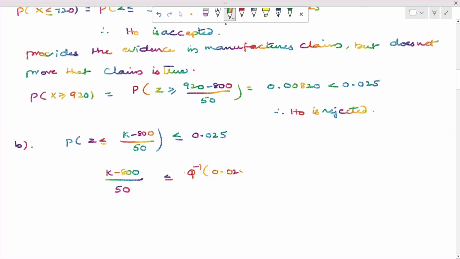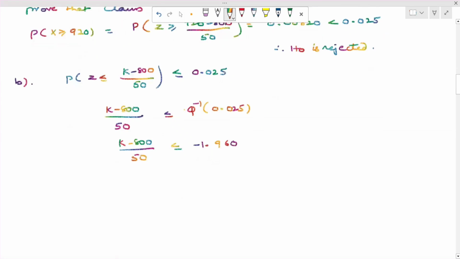0.025 is nothing but what will you get over here? (K minus 800) by 50 is less than or equal to, use your calculator, you will be getting 1.960 from the inverse normal distribution. Now if you simplify that, K minus 800 is less than or equal to minus 1.960 into 50.